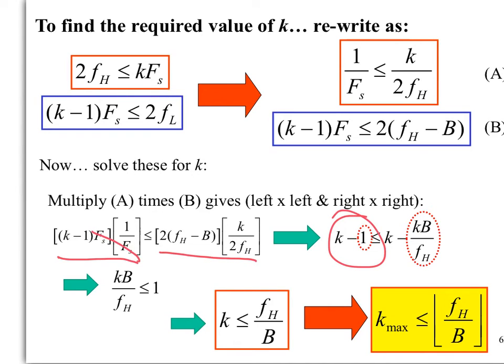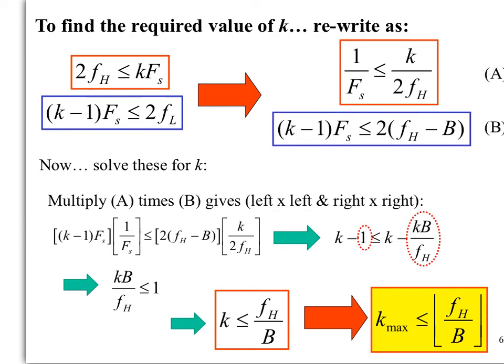On the right-hand side here, I can see that I get a 2FH canceling with 2FH, so my first term will just be k. I get that there. Then I'm going to have a 2b times k over 2FH. So the 2 cancels, and I'm left with kb over FH. So that's the scenario that we have after multiplying and then simplifying.